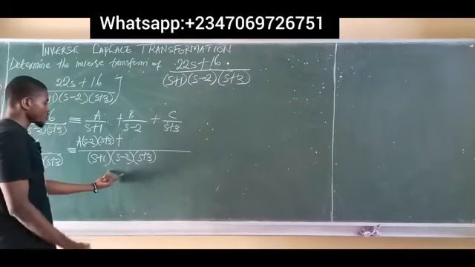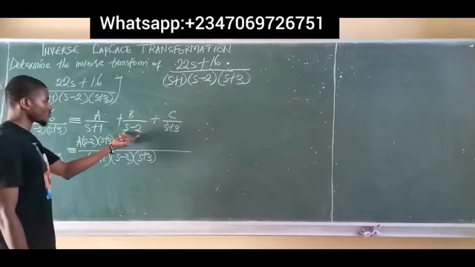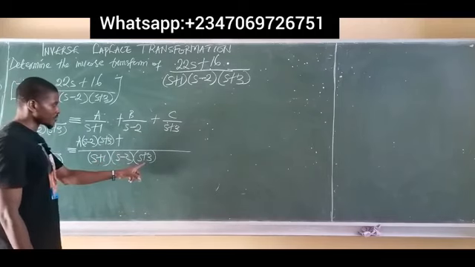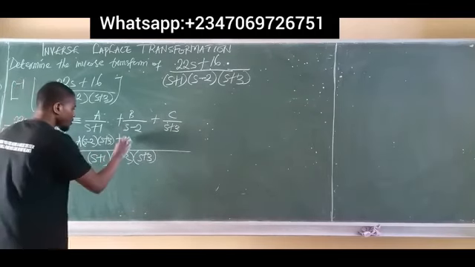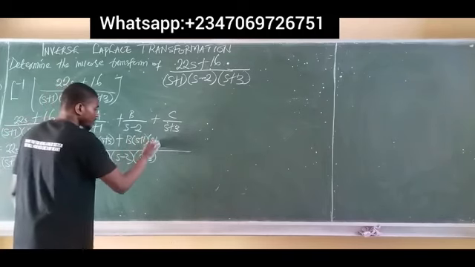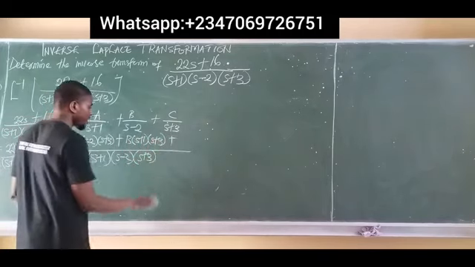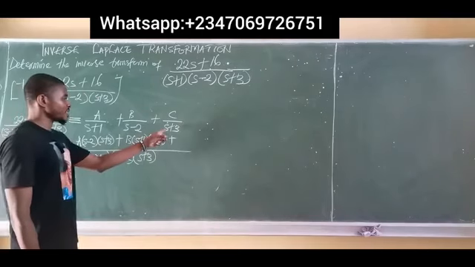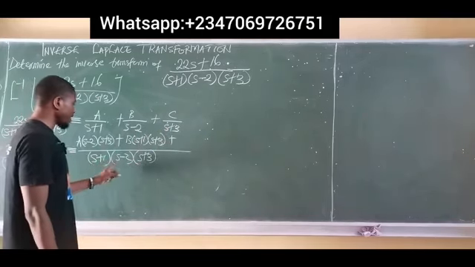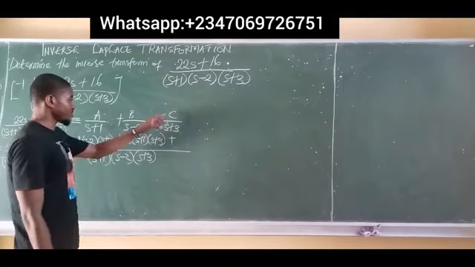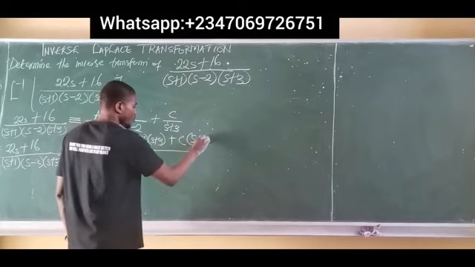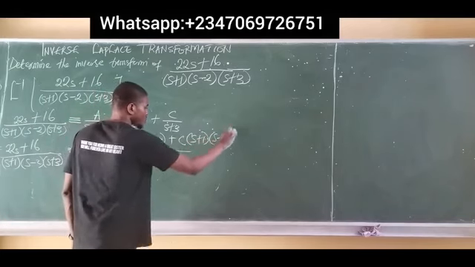Again, plus the whole of this LCM divides s − 2. s − 2 cancels s − 2, so I'm left with (s + 1) and (s + 3). Use that to multiply B. It becomes B into (s + 1)(s + 3). And finally, the LCM also divides s + 3. s + 3 cancels s + 3. I'm left with (s + 1)(s − 2). Use that value to multiply what? C. So it becomes C times (s + 1)(s − 2).